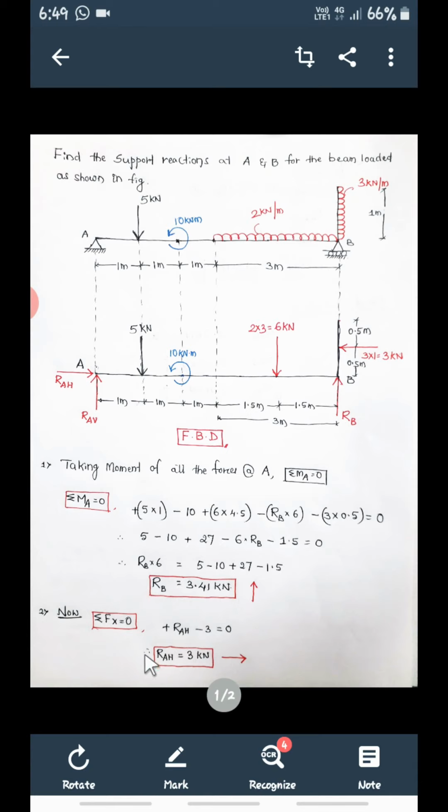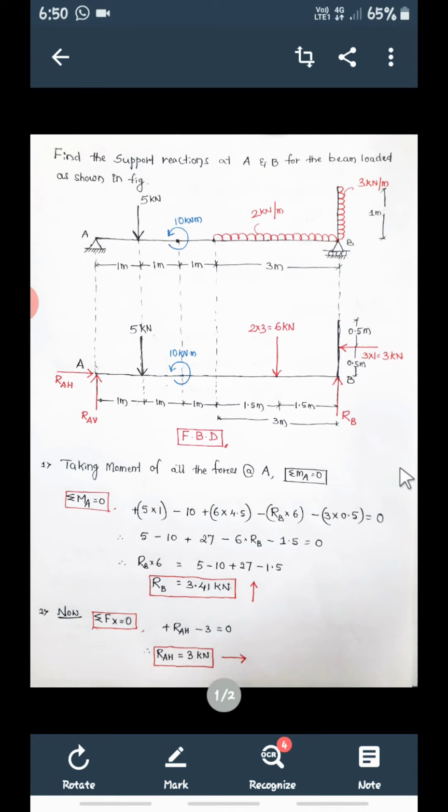Similarly, next take another equation, summation Fx is equal to 0, that is all the horizontal forces equal to 0. How many horizontal forces? There are only 2, RAH and this 3 kilonewton. So plus RAH and minus 3, because for Fx this is positive and this is negative. So plus RAH minus 3 is equal to 0, so RAH is equal to 3 kilonewton. We got a plus value, so the assumed direction is correct. That is the second equation we have used.